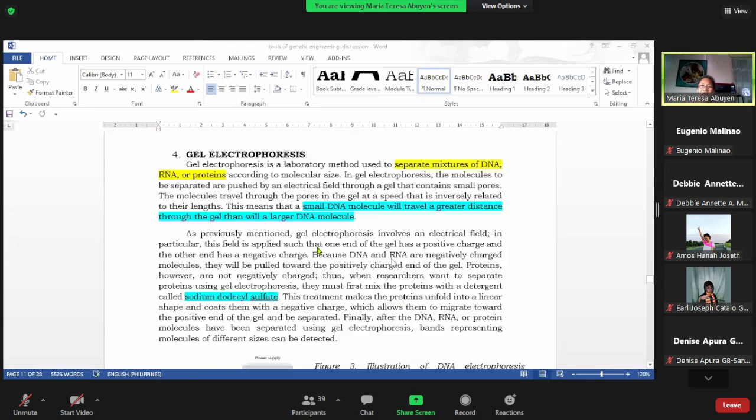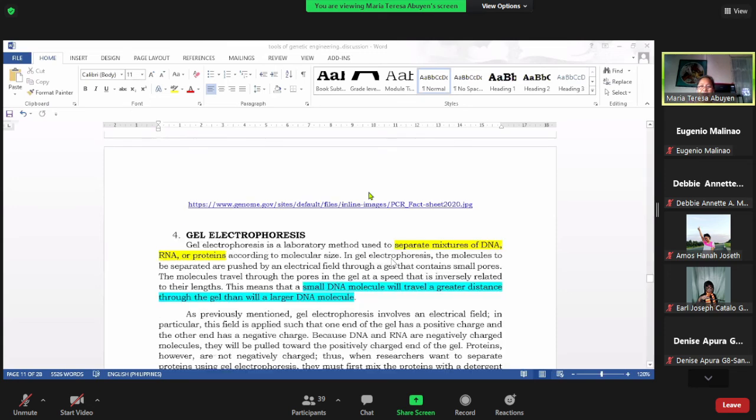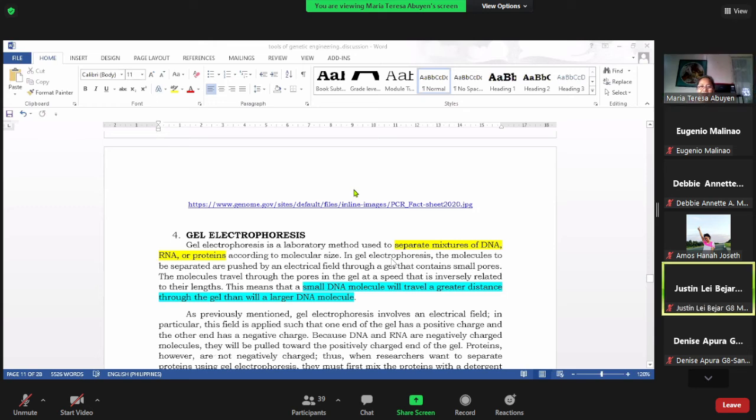Now, what about the summative test? When do you wish to have it? By the way, before we go to the summative test schedule, you are free to ask questions.